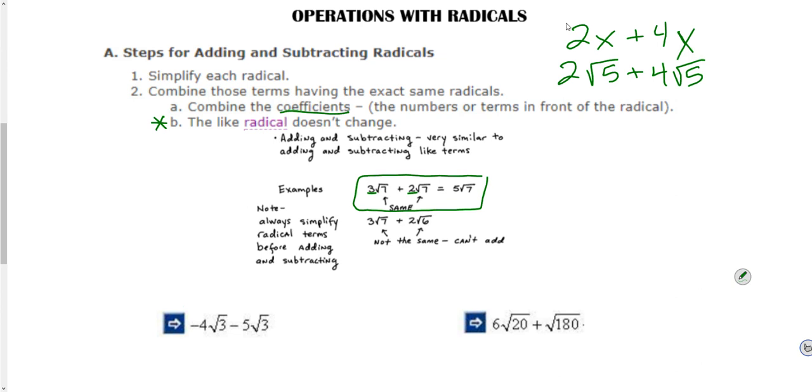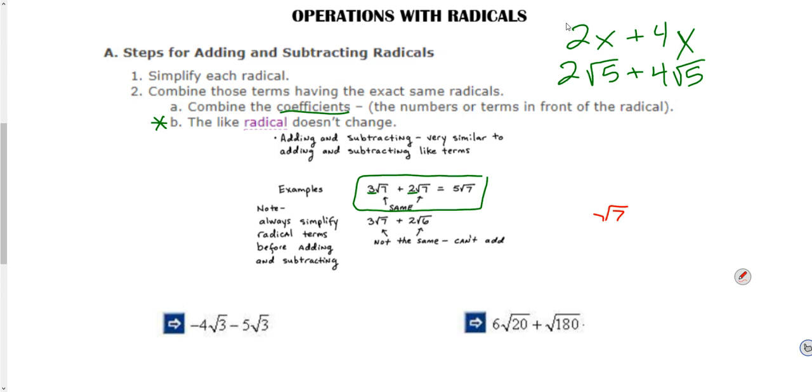And then you just reattach the radical 7. Now, if you get a problem where the radicals are not the same, you should try to break them down. So like if I took 7 and tried to break that down, 7 doesn't break down. It's just 1 and 7. So that would just stay at 7.